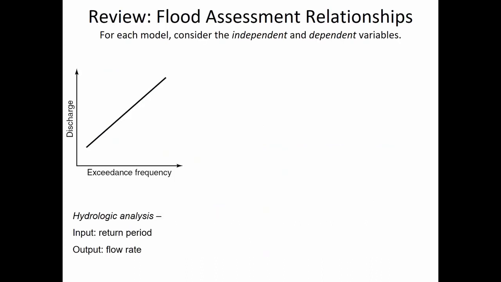Okay, so remember these relationships, these models that we talked about last time. And for each of these models, you need to think about what goes into the model, so the independent variable, and what comes out of the model. The independent variable will be on the horizontal axis, and the dependent variable will be on the vertical axis. And so a hydrologic model is going to allow us to put in some return period, or in other words, an exceedance frequency, and then the curve or the sloped line, or maybe it's a flat line, but basically we bounce off of that and get a certain flow rate.